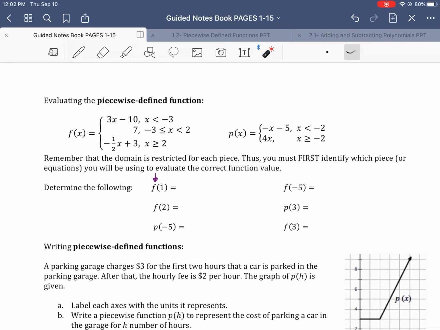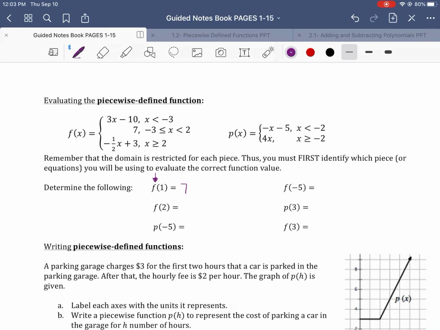So f of 1, I look at the domains, and I am looking to see, if I were to put 1 in for x, is 1 less than negative 3? It's not, so it doesn't fit in there. Then I look at this next piece. Is 1 between the values negative 3 and 2? It is, right? So it works for this one. And we could check the third one. We could say, is 1 greater than or equal to 2? It's not. So essentially, we're going to use this equation to evaluate at 1. Because it's just a 7, there's no variable parts. This guy's actually always 7.